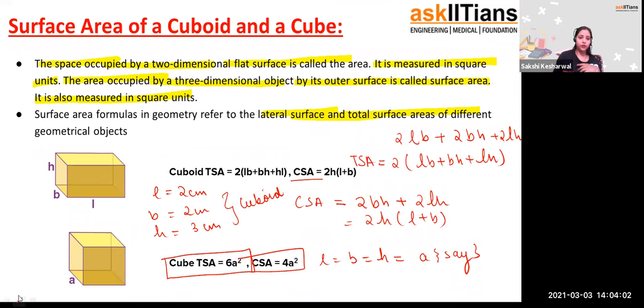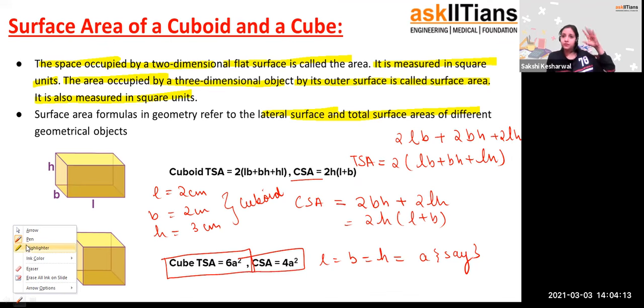Now, I want to ask you one more thing: what will be the area of 5 walls? If I say find the surface area of a pen holder, have you seen a pen holder? A pen holder does not have a top, right? It does not have a top. So read the questions very carefully for what they are saying.